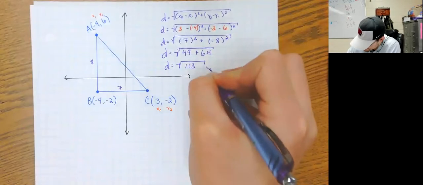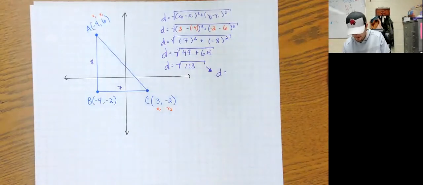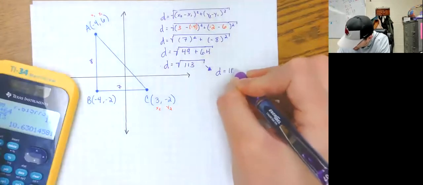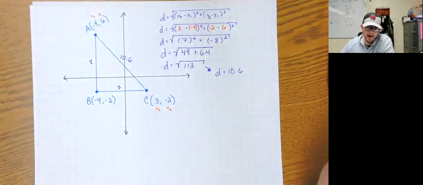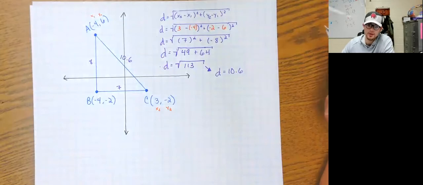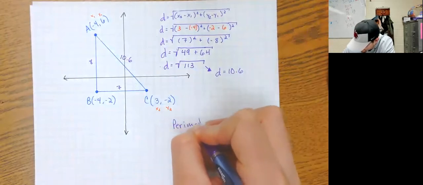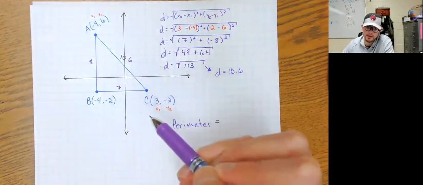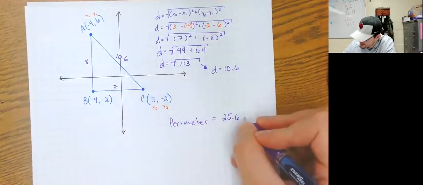So if I round this to decimals, I will get d equals, let's find out, square root of 113, which is 10.63, and I'm going to round to one decimal, so 10.6. So we're going to get 10.6 right there. All right, so we now have all three sides, and for the perimeter of any polygon, you just add all the side lengths together. So the perimeter would equal 8 plus 7 is 15, plus 10.6 is 25.6. And we don't know if this is inches, feet, whatever, so we're just going to put 25.6 units.